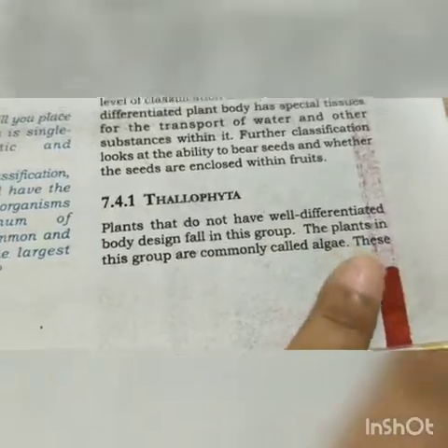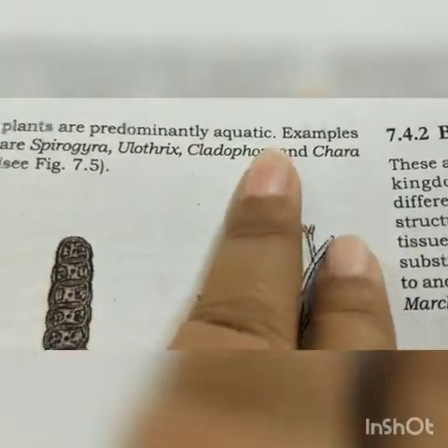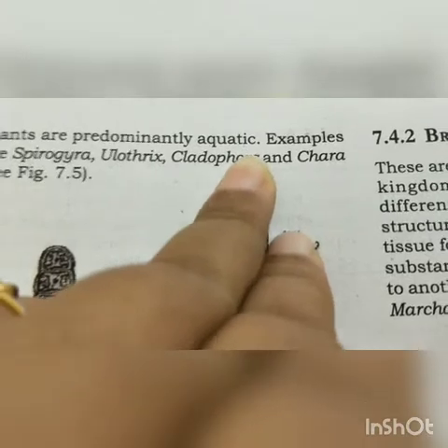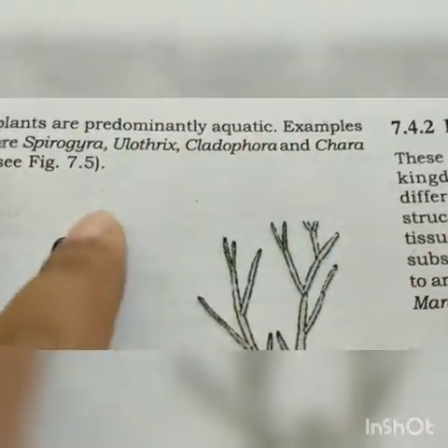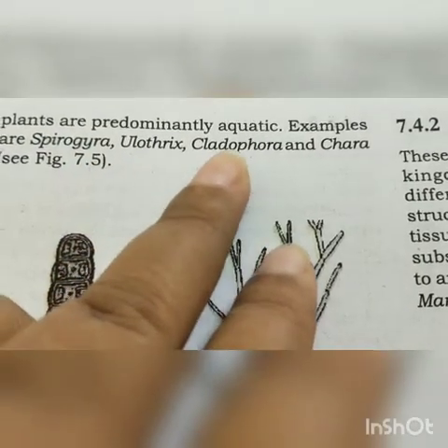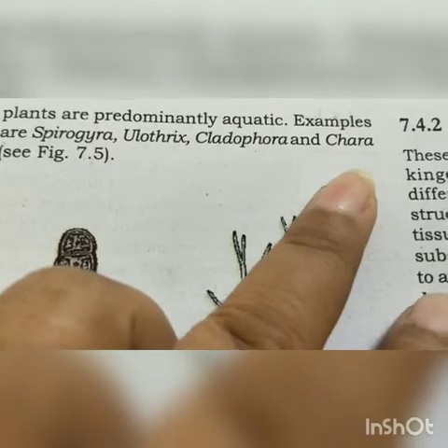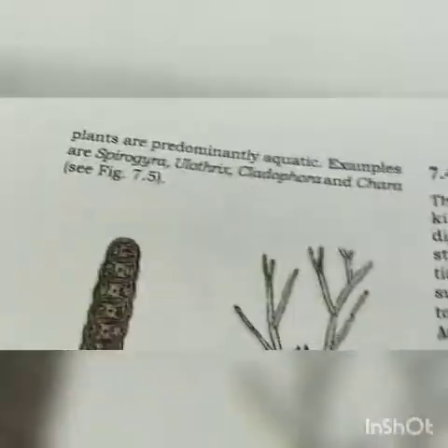These plants are predominantly aquatic. These algae are what? Aquatic, meaning they grow in water. Examples are Spirogyra, Ulothrix, Cladophora and Chara. So these are examples of algae.